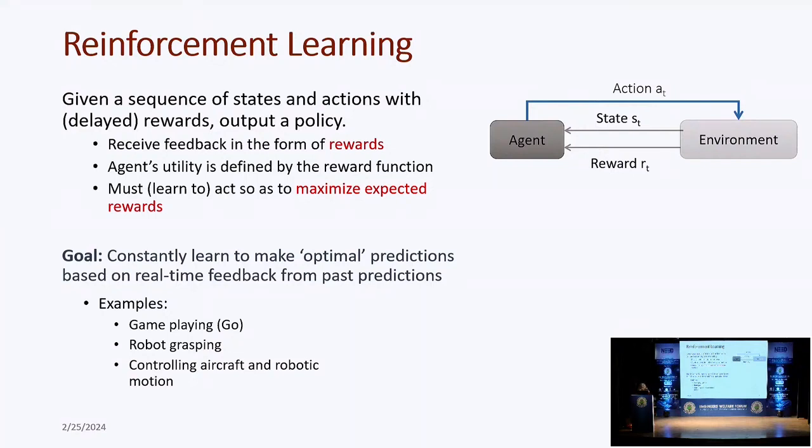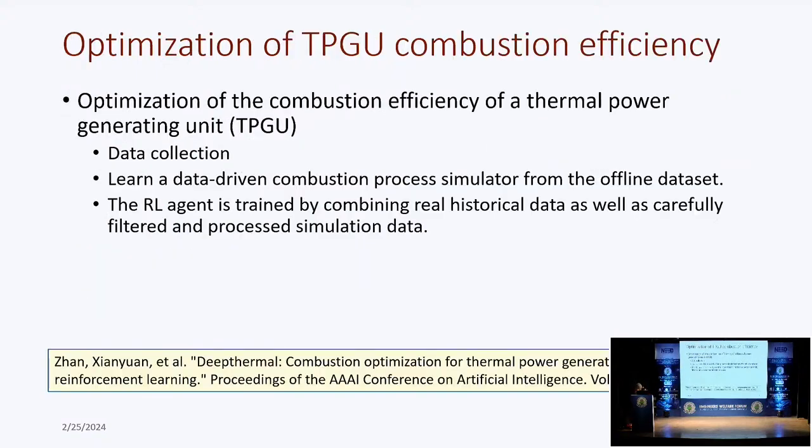And I saw a very nice paper which was published in AAAI, which is one of the premier AI conferences, last year, which used reinforcement learning on the production of a thermal power plant, deployed in some large power plants in China. And I'll talk a little bit about that. So in this work, what these people have done is that they have taken up the task of optimization of the combustion efficiency of a thermal power generating unit, which they call a TPGU. And they want to optimize this. And these are the steps that they have done.